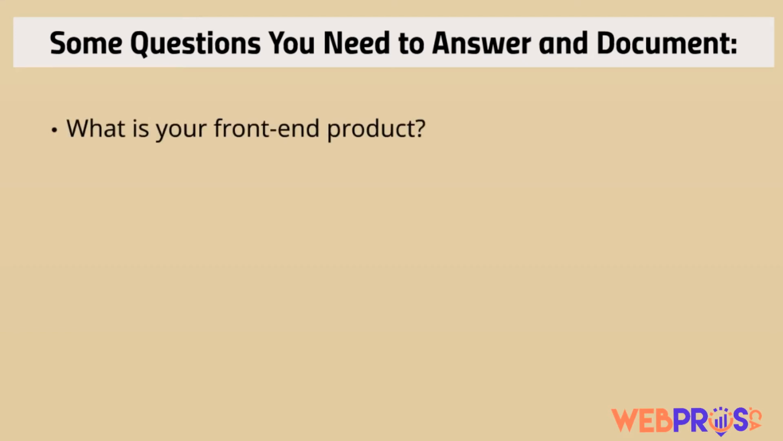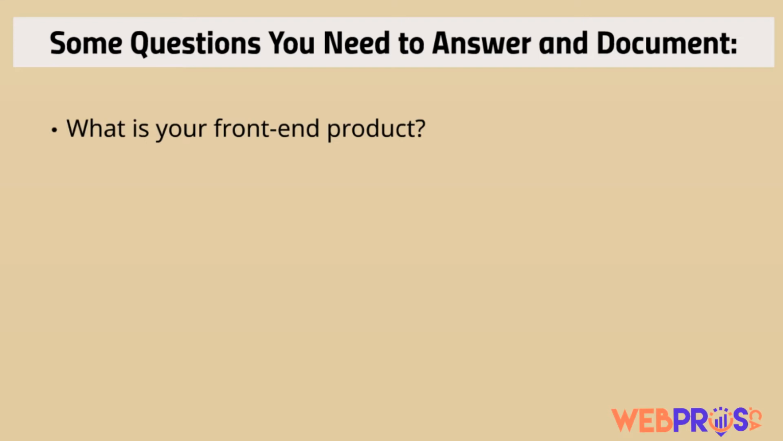So the first question is, what is your front-end offer? You obviously need to know this. You're going to need to have your sales pages and your download pages before you can set JVZoo up. But what is your front-end offer? Is it a video course? Is it a software product? What is it? Jot that down.